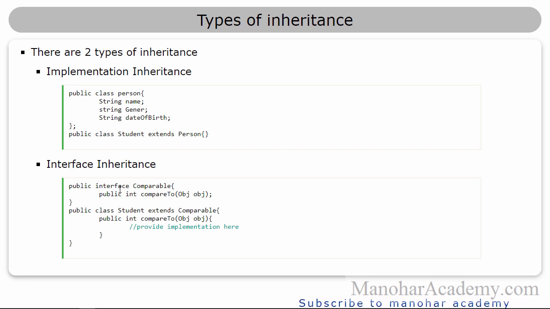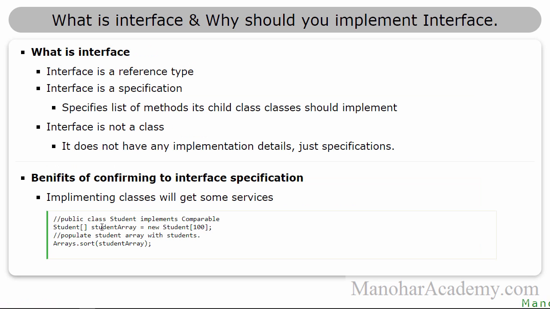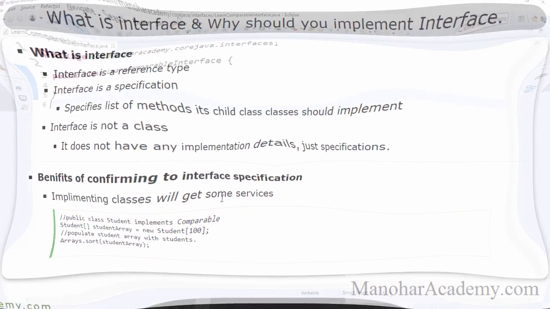But coming to interface inheritance, it doesn't get any behavior or any members from the parent, but it only gets the abstract methods. So it has to provide the implementation for all those abstract methods. But by providing that implementation, it will be able to use the services that are available for that particular interface. So that is the benefit of implementing or conforming to an interface. You will get to use some services available for that interface. Let's see that in the code.